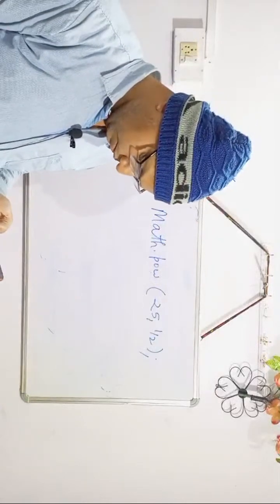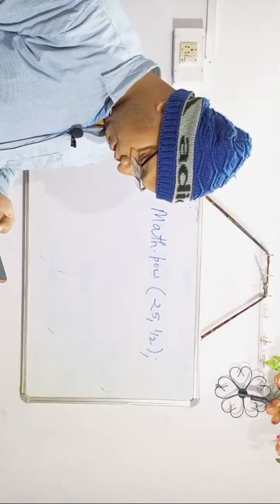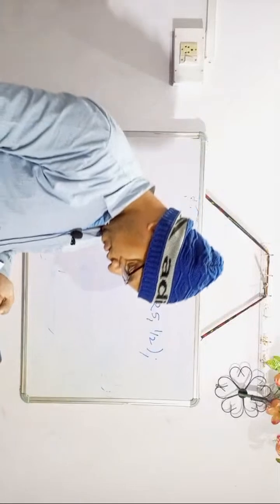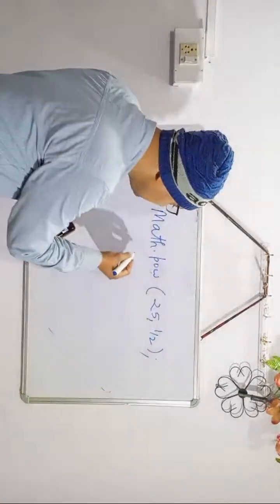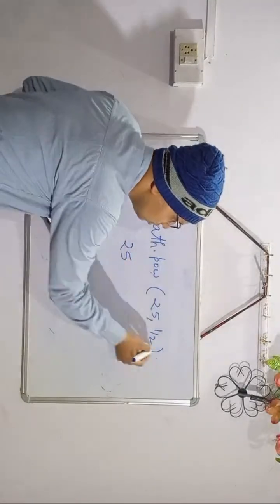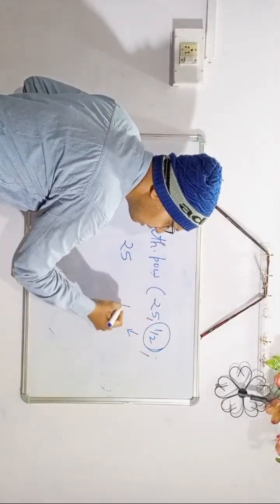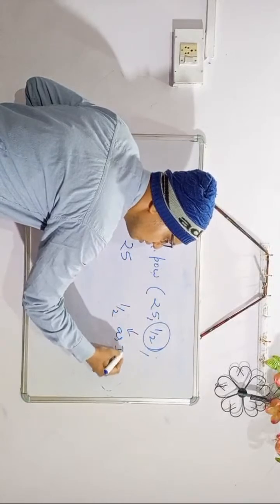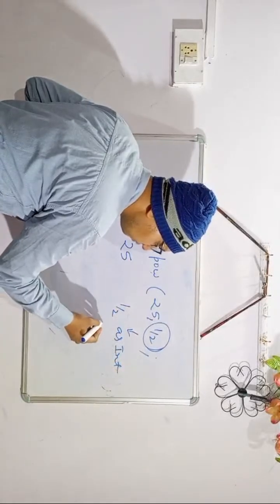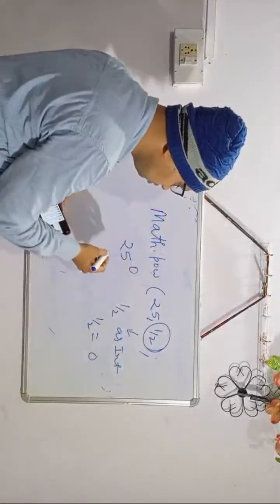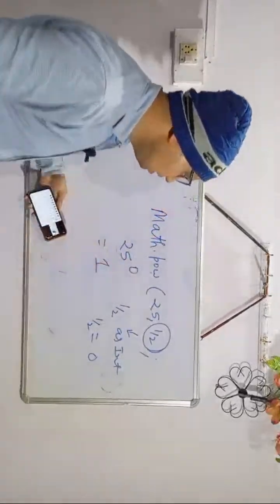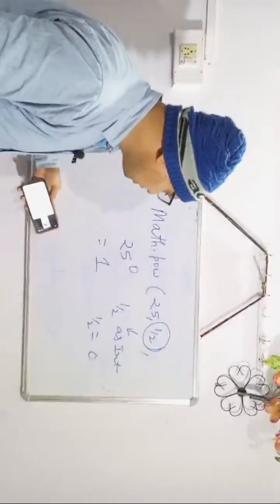What will be the answer? It will be 1. How will it be 1? Because the compiler takes 1 upon 2 as integer. When you take it as integer, 1 upon 2 in integer will be 0. So 25 power 0 is going to be 1.